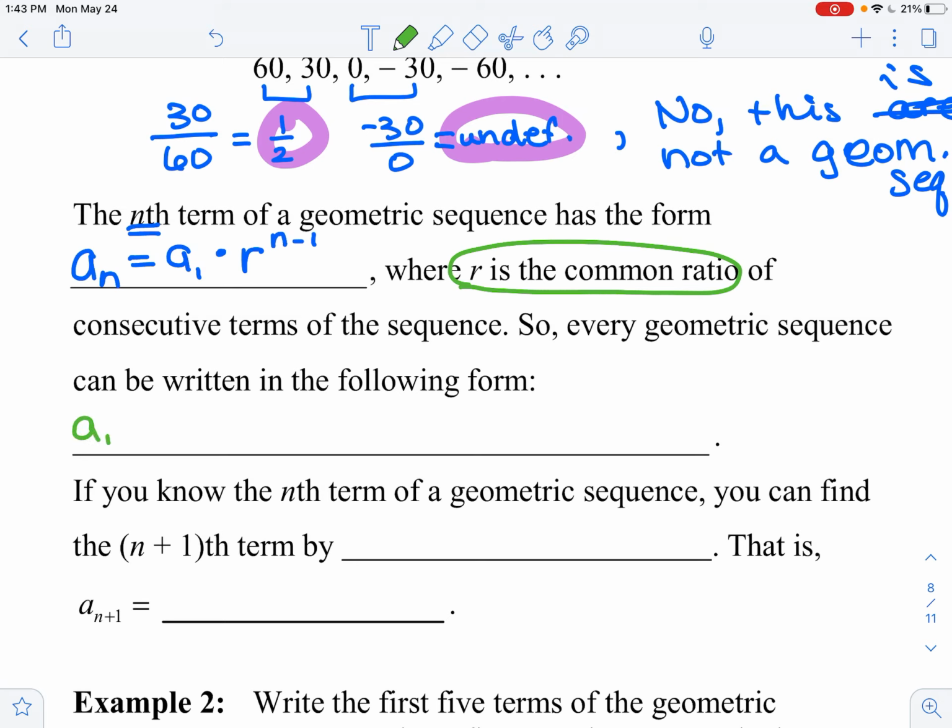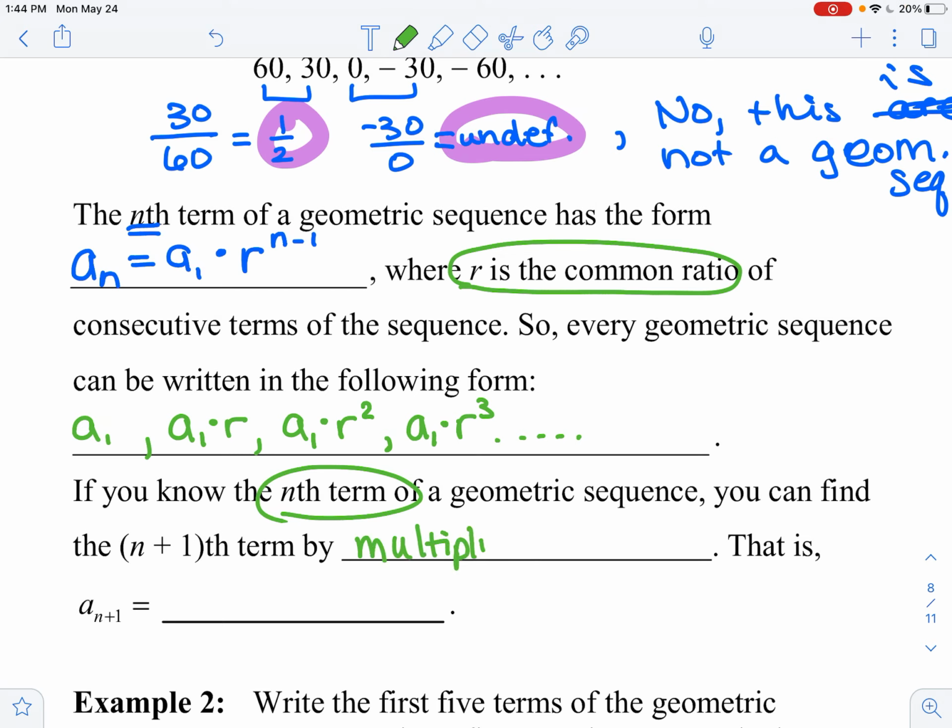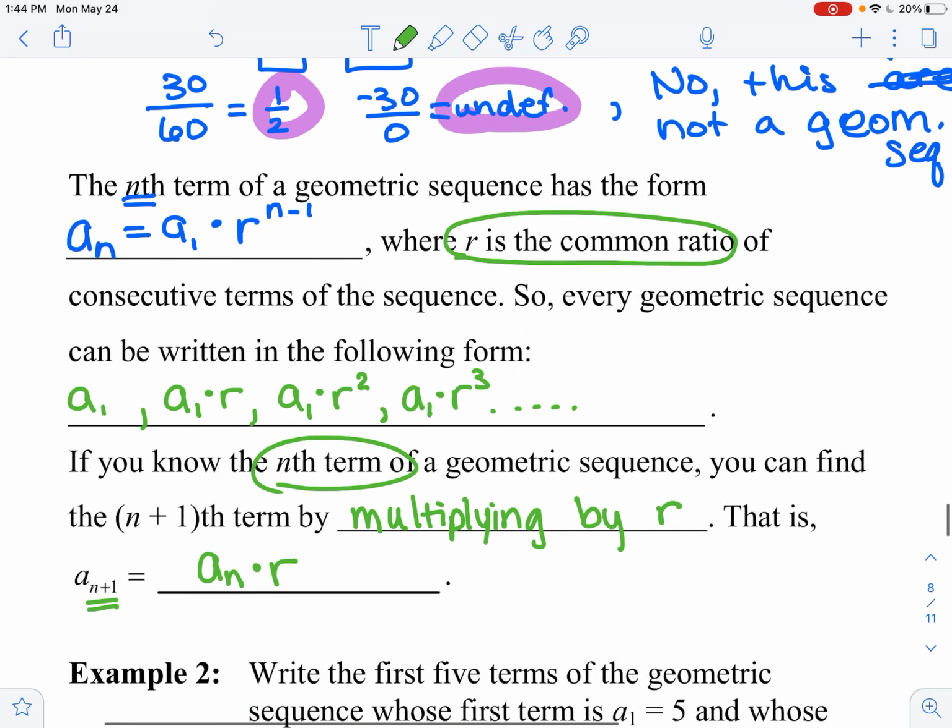So every geometric sequence can be written in this form. It can be the first term, comma, the first term times the common ratio once, the first term times the common ratio twice, the first term times the common ratio 3 times, and so on. Basically, if you know the nth term of a geometric sequence, you can find the next term by multiplying by r, the common ratio. Another way to say that is a sub n plus 1 is the previous term times the common ratio.